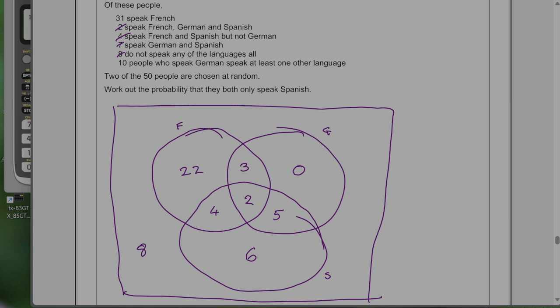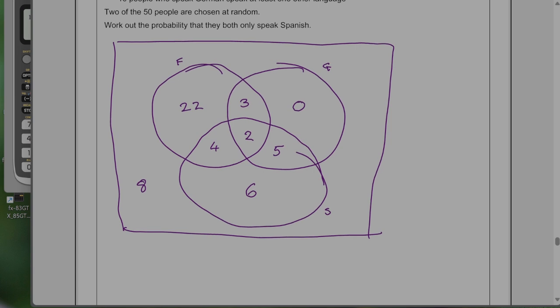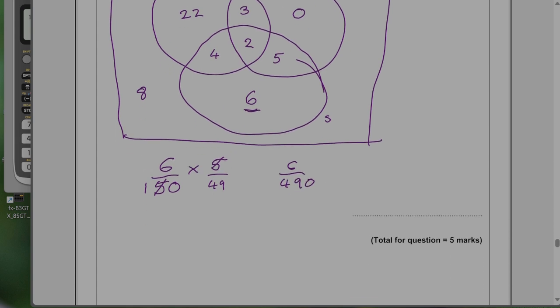Work out the probability that both people speak Spanish. So the number of people that speak Spanish then. So only speak Spanish is 6. So we're looking at 6 out of 50 the first time. The second time, there aren't 6 Spanish speakers, there are 5. And there aren't 50, there are 49 people. So that's going to give us 6 out of 490.